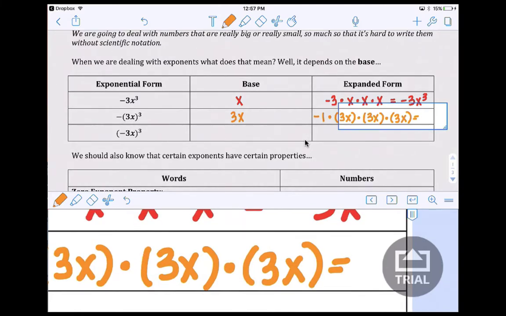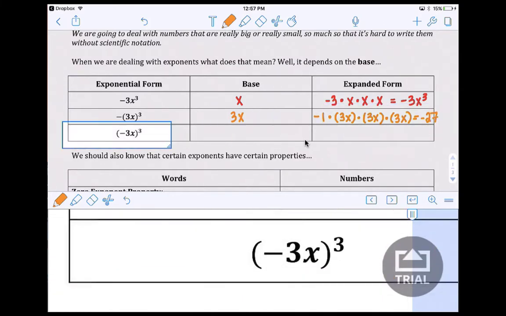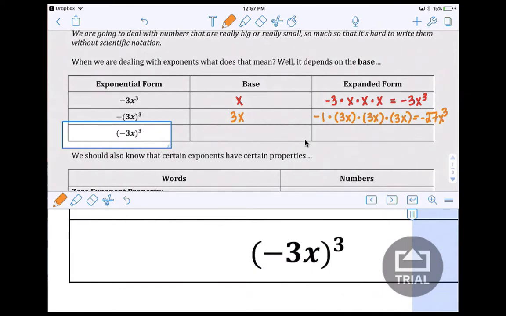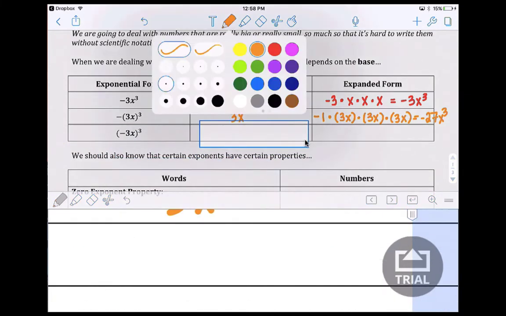Because I'm a math nerd, I'm going to walk through what I'm thinking in my head. I know that 3 times 3 is 9. I know that 9 times 3 is 27. And then 27 times the negative 1, I always deal with the negatives last, is negative 27. And now I have 3 x's, so again I have x cubed. That answer is a lot different than our previous answer.